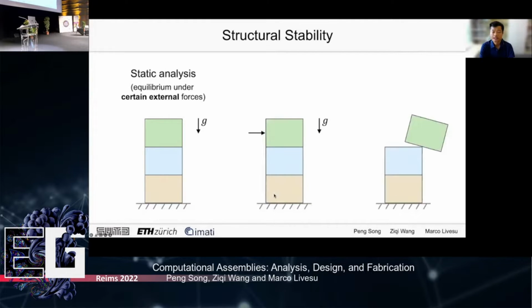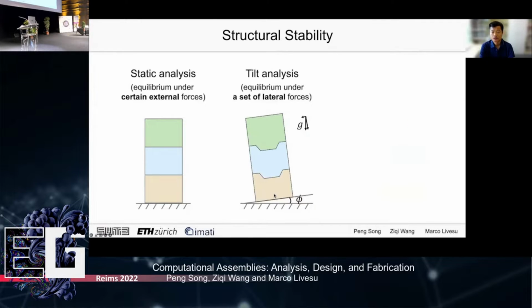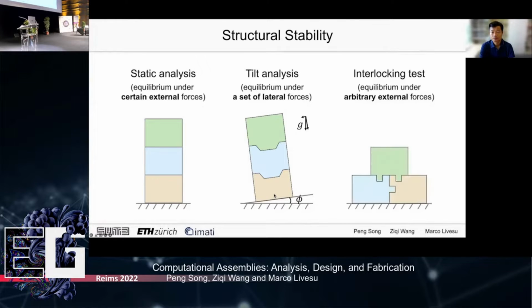However, a lateral force, such as those from the wind, can easily make the assembly collapse. In practice, an assembly should be in equilibrium not only under gravity, but also under lateral forces. Tilt analysis is a process to quantify this lateral stability. In an extreme state, an assembly can be in equilibrium under arbitrary external forces. We call this structural stability state interlocking.